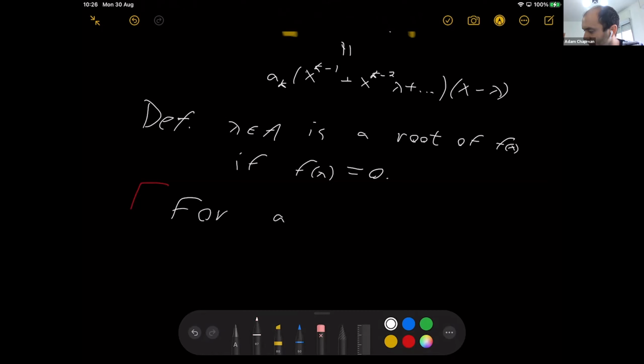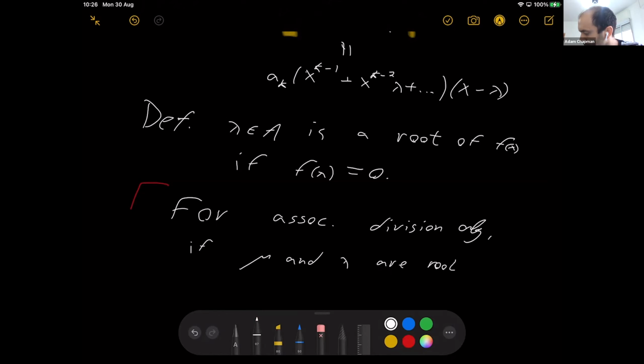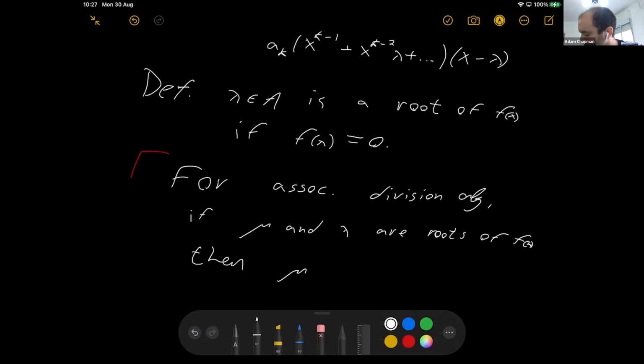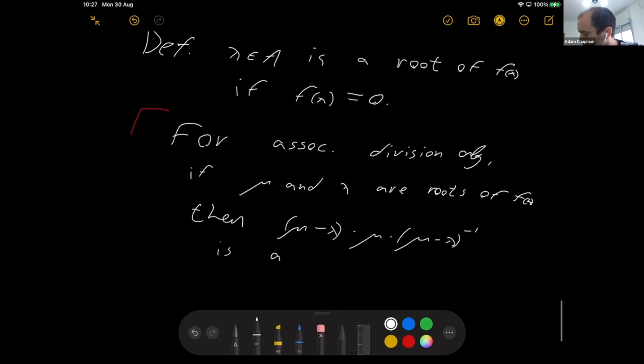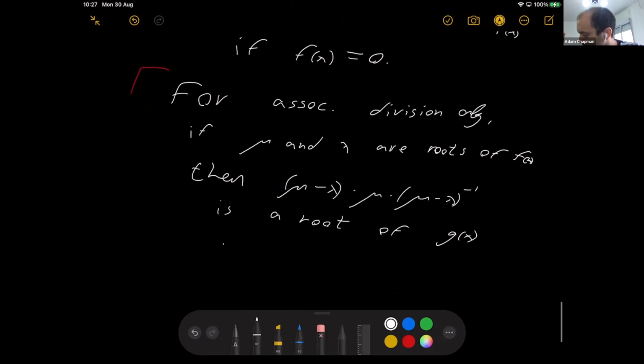for associative division algebras, if mu and lambda are roots of f(x), then mu minus lambda times mu minus lambda inverse is a root of g(x), where f(x) is equal to g(x) times x minus lambda. So this is called the Wedderburn's decomposition method.